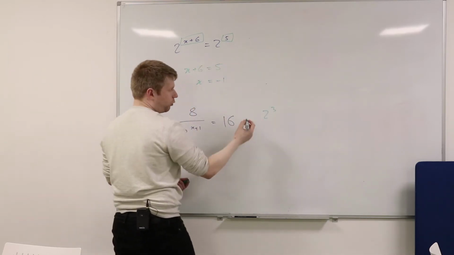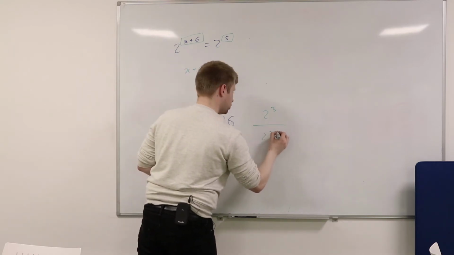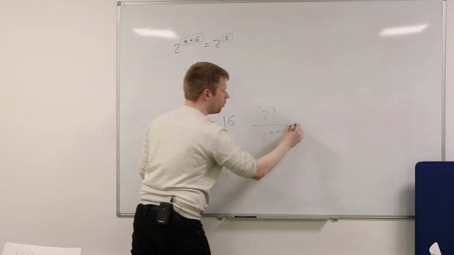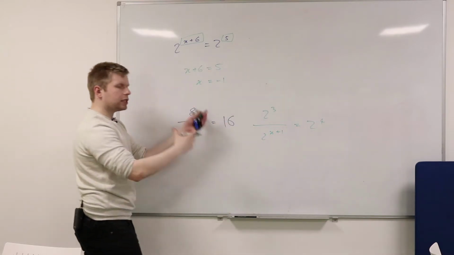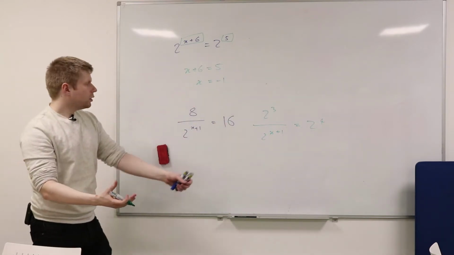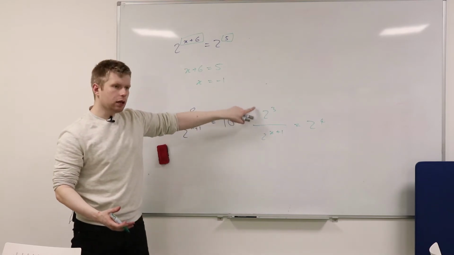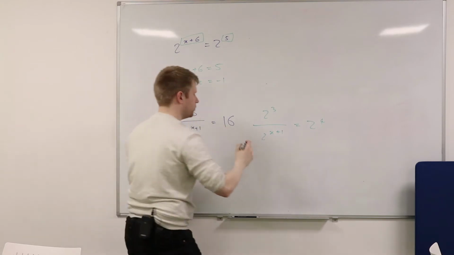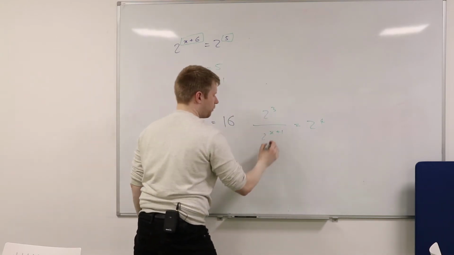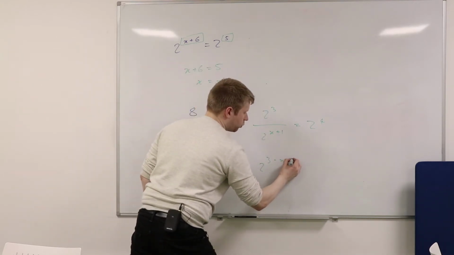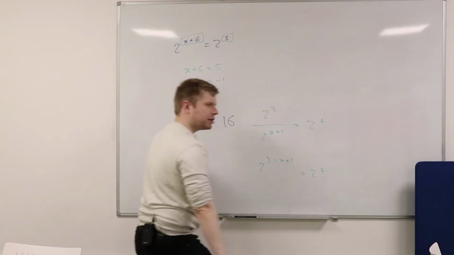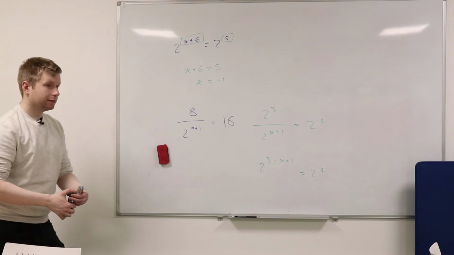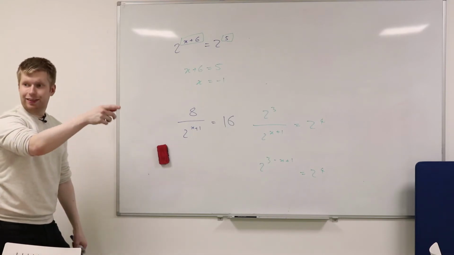Good. That's already 2 to the power of something, because we don't know what that power is. 16, that's 2 to the power of 4. Good. Okay, now I can just employ my laws of indices. So, if I'm dividing 2 things with the same base, what should I do to the powers? Minus. So it becomes 2 to the power of 3 minus x plus 1. I've made a mistake, haven't I? What's the mistake? The 1, you mean minus 1, because it goes inside.